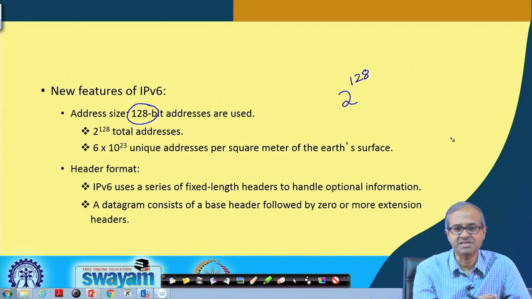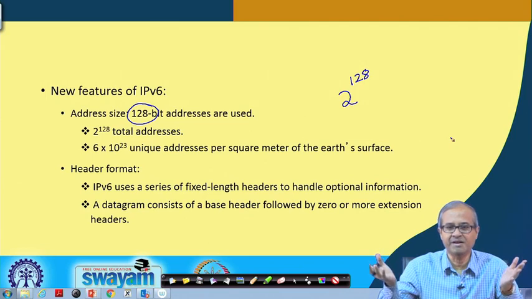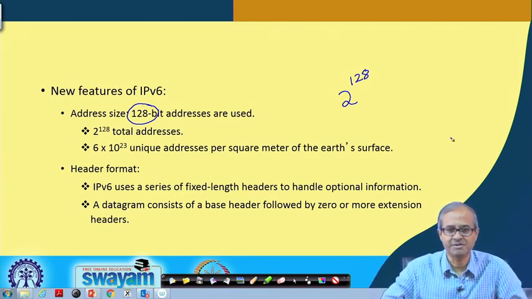Now, how large is this 2 to the power 128? This is something you can actually calculate and find out. This is a decimal number which will have maybe 45 digits, a 45 digit decimal number, which is huge. But how huge is that?